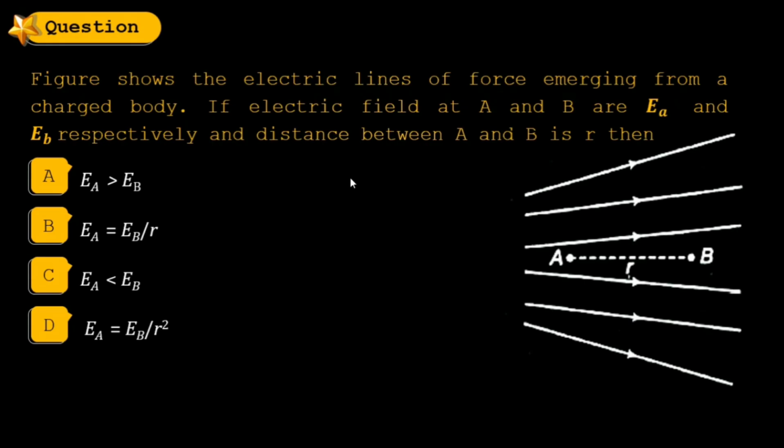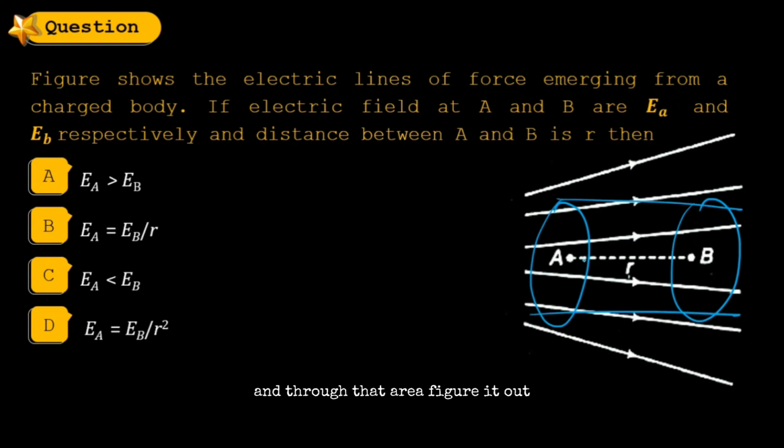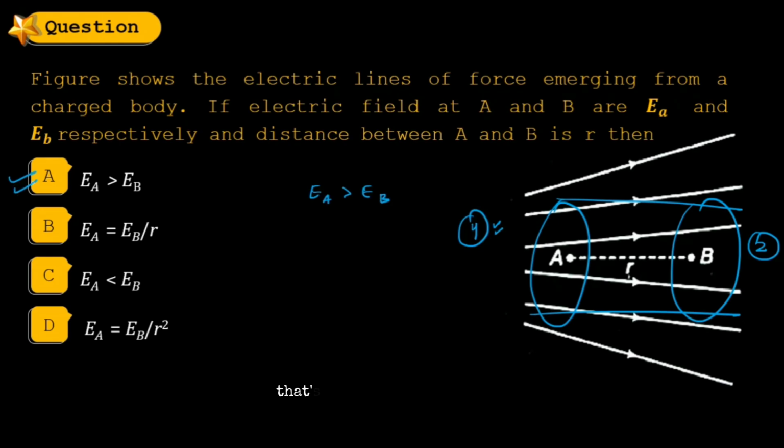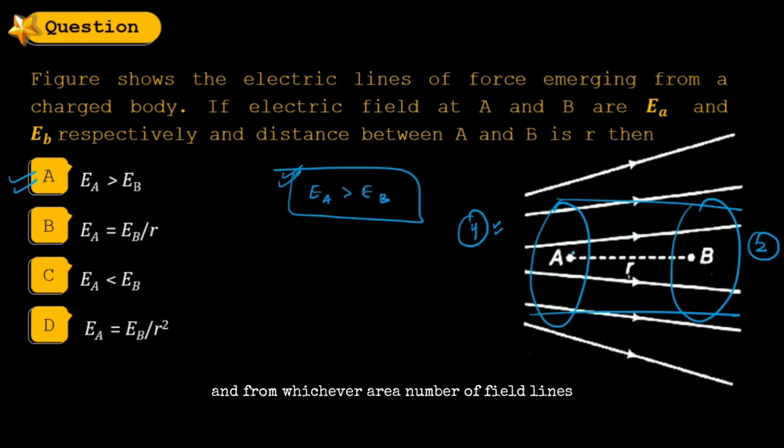Tell me. At point A, just consider an area, and figure out how many electric field lines are passing through it. At point A, the number of electric field lines passing is 4, whereas at point B, for the same area, the number of electric field lines passing is 2. So if the number of field lines is more at point A, we can directly say that the electric field is more at point A. That's it. Just look at the diagram and answer the questions. You don't have to think much. Are you getting it? From whichever area more field lines are passing, the field is supposed to be more at that area.